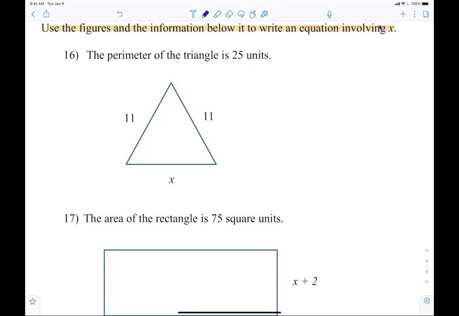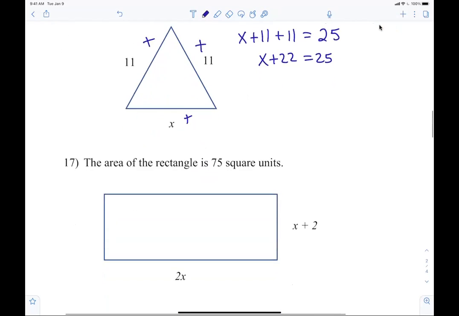What does perimeter mean? Perimeter means you add all the sides. So I want you to write X plus 11 equals 25. And then we just want to simplify that to X plus 22 equals 25. We don't have to solve it right now. We're just writing the equations.